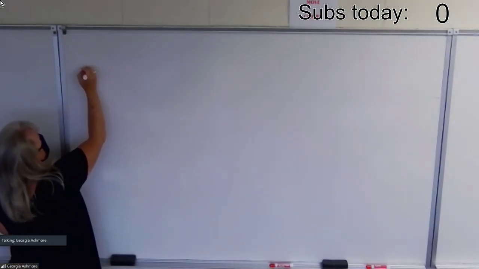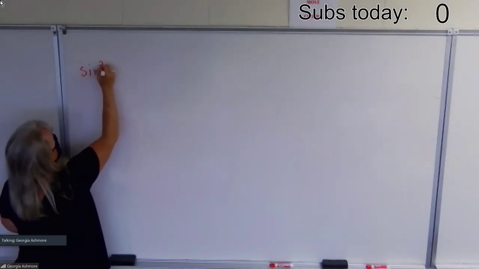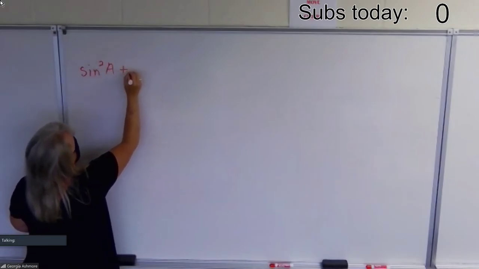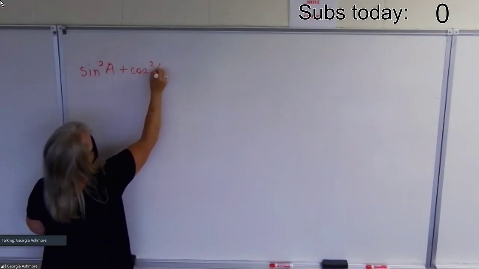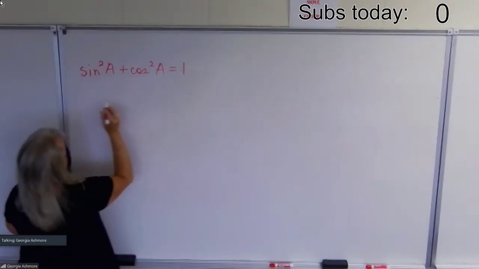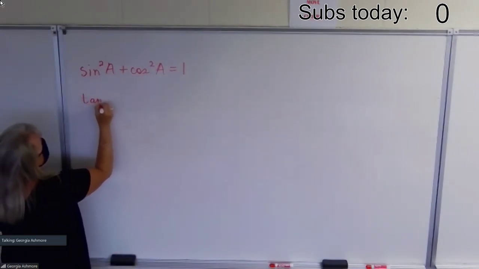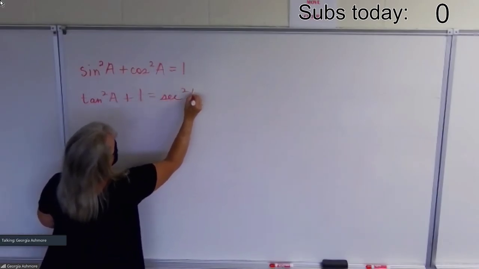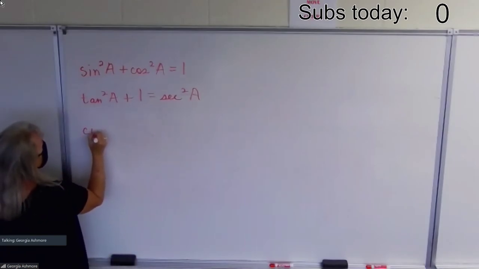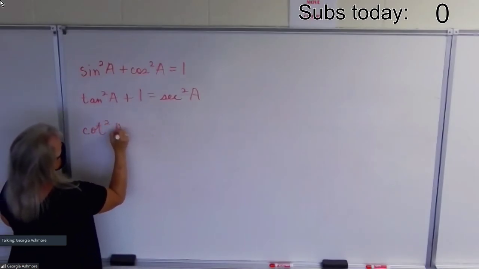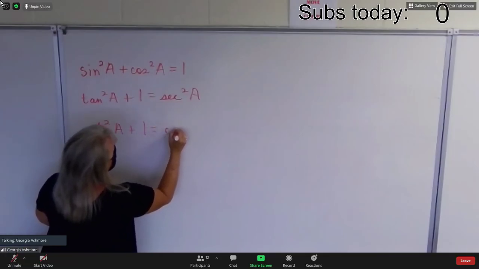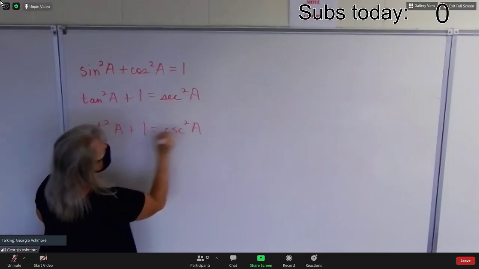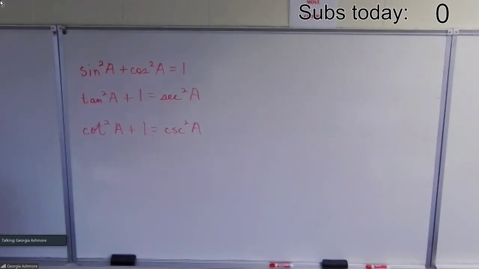But with these Pythagorean identities, I'm going to go ahead and tell you what they are. Sine squared A, theta, doesn't matter. Sine squared A plus cosine squared A equals 1. Tan squared A plus 1 equals secant squared A. And the third one, cotan squared A plus 1 equals cosecant squared A. That's the three. And you can just memorize them. Okay? But those are the Pythagorean identities.